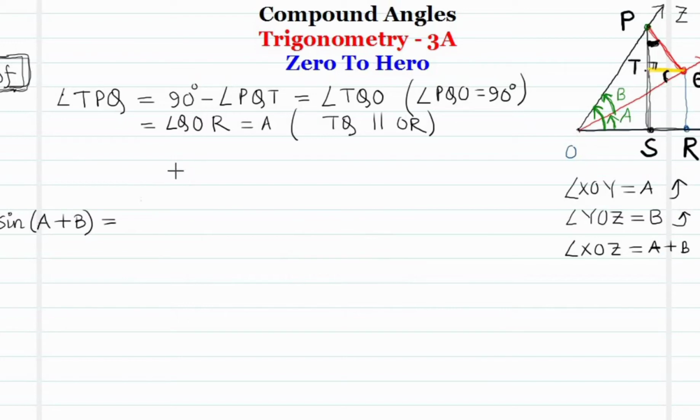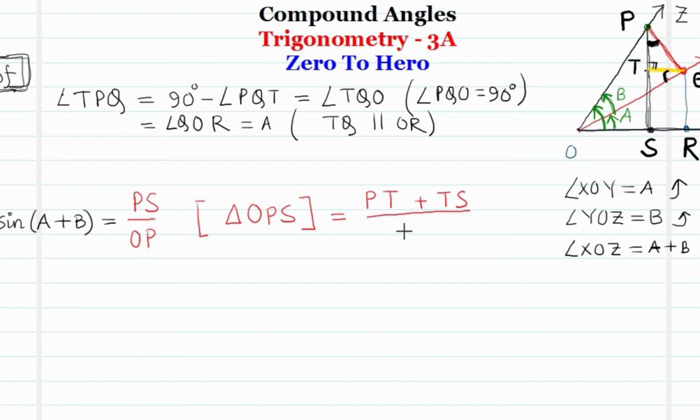Now, what is the value of sine of A plus B? If we consider the triangle OPS, that is the same as PS by OP. Which triangle are we considering? OPS, perpendicular by hypotenuse. Now PS is the same as PT plus TS, by OP. PT plus TS by OP, which is equal to PT by OP plus TS by OP. We can write TS is the same as QR, because TS and QR are equal.